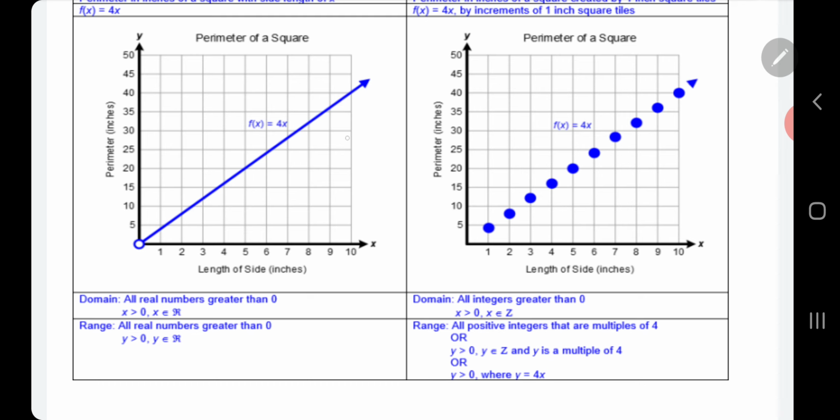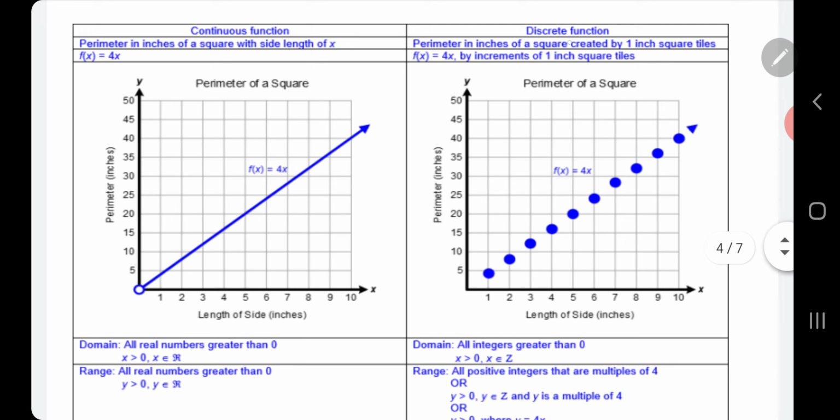And my range, well in this case is my perimeter. The perimeter does depend on my length. So perimeter, and once again it goes up forever. So of course that's all real numbers greater than 0. Once again, cannot be 0, but we continuously go up. Continuously go right and continuously go up forever. So continuously go right, that means our x goes on forever greater than 0, and continuously go up, our y is greater than 0.